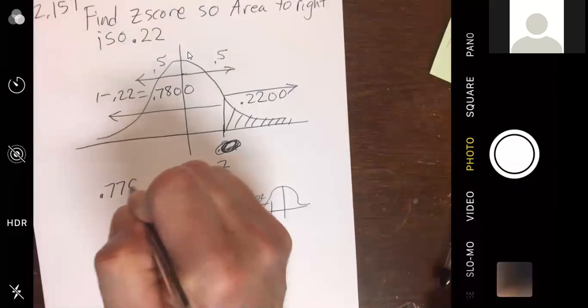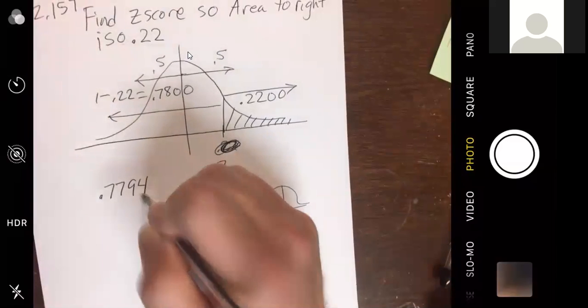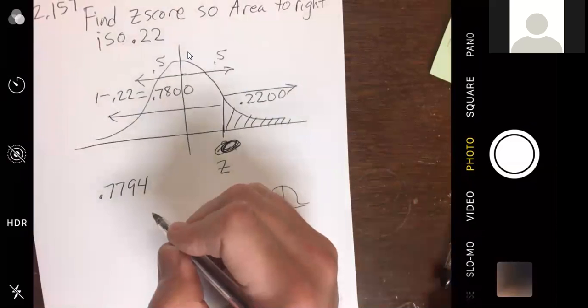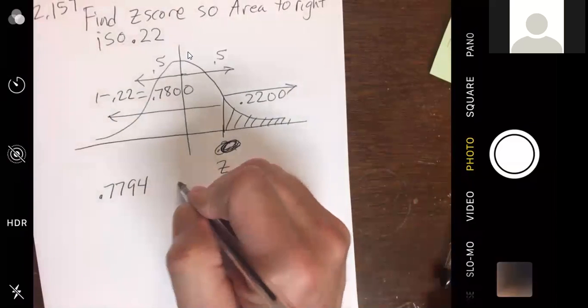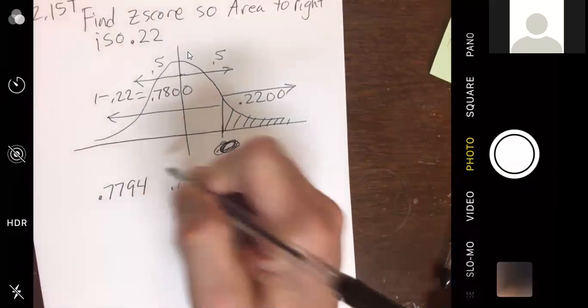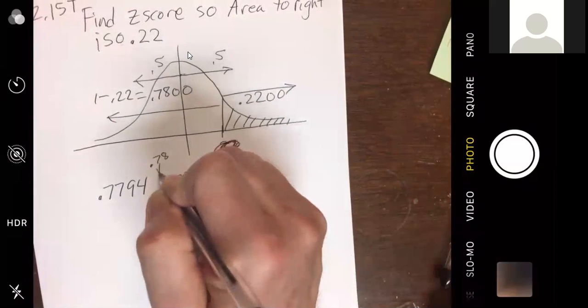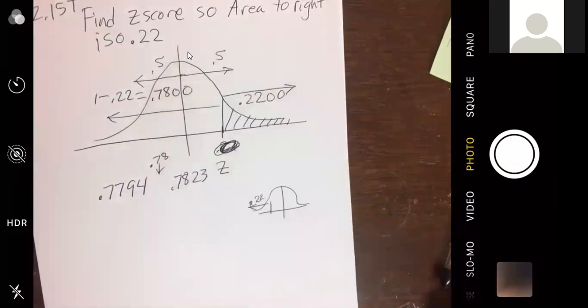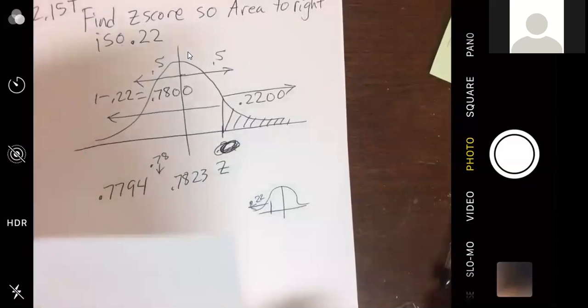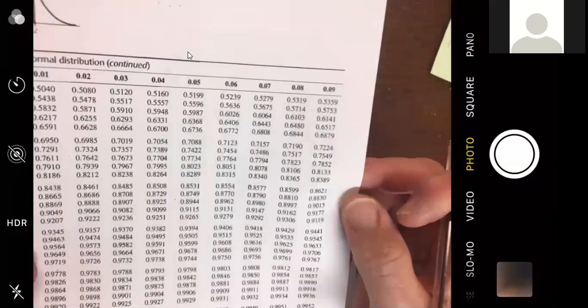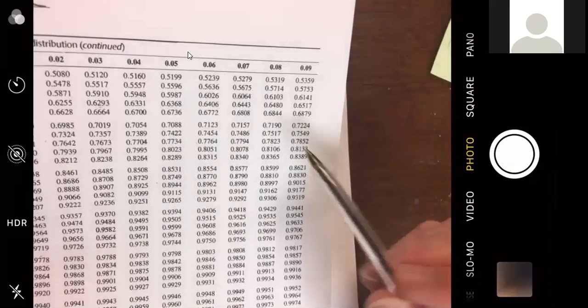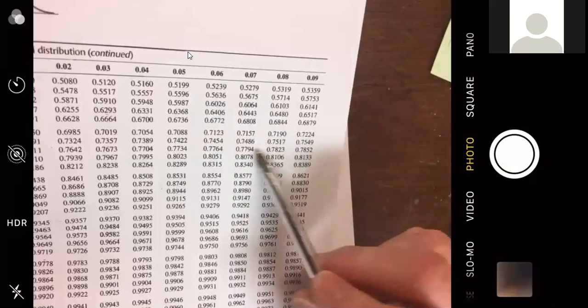I like to write them down. After a while, you get so used to doing this, you won't have to write them down. But for teaching purposes, I like to write them down. So there's a 7794 and a 7823, and 0.78 will be right in the middle of there. Do you have your table in front of you now? Okay, so you see those two numbers.